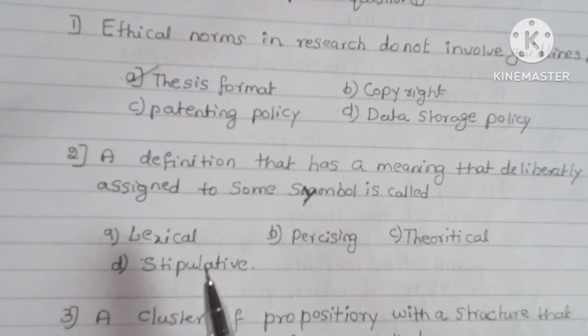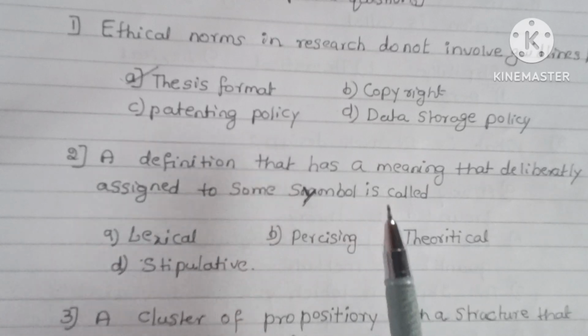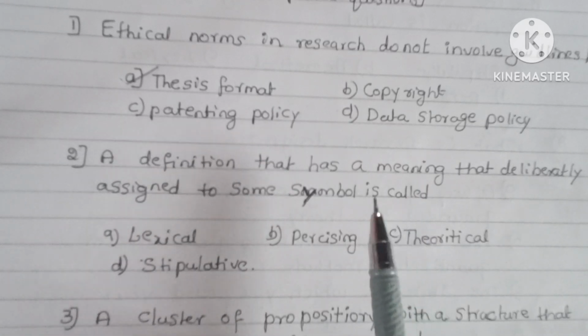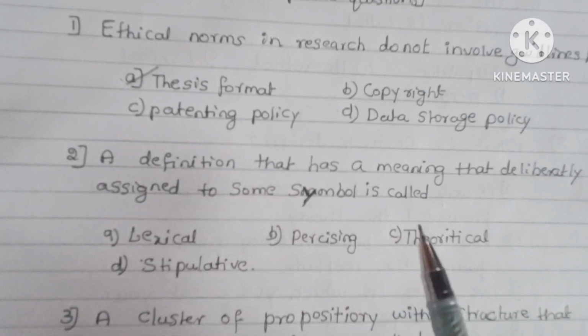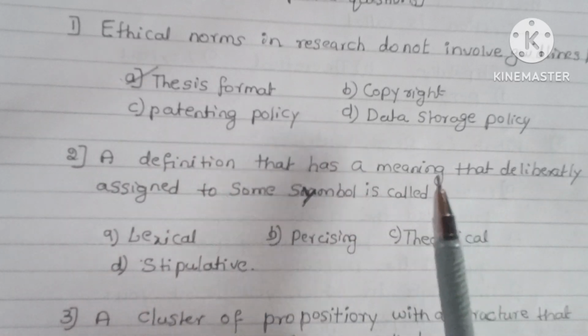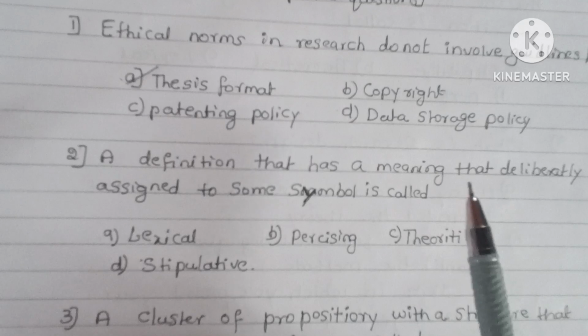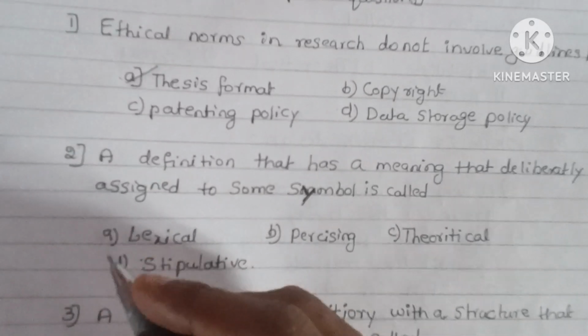Stipulative means the definition in which a new term or symbol is given a meaning for an argument or discussion. This is also called as nominal or verbal definition. So, a definition that has a meaning that is deliberately assigned to some symbol is called as stipulative definition. So, option D is the right answer.